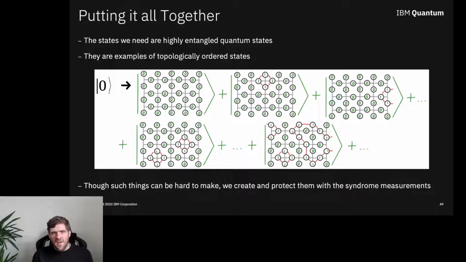Aren't these things hard to make? Well, the thing is that the measurements that we make in order to detect errors naturally will create and sustain them. So even though it is hard to make a big lattice and to do these measurements with sufficient accuracy in order to really sustain this, and this is something we're working towards, once we get those things in place, it will become super easy to sustain them.